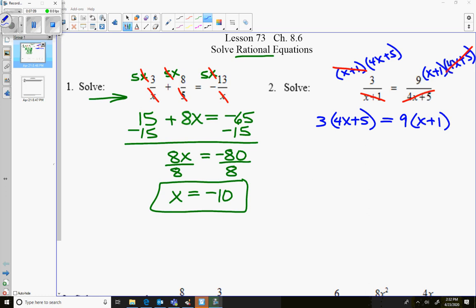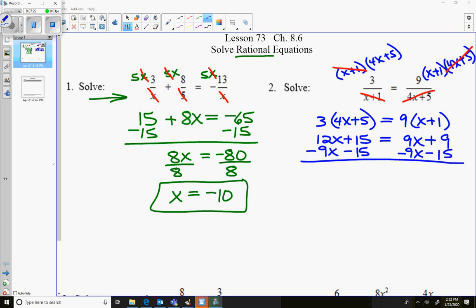So we're going to distribute the 3 and distribute the 9. We just have a linear equation at this point. So get all your x's on one side of the equal sign. Doesn't matter which side. Get your constants on the other side. So in this case, I'm left with 3x equals -6. Dividing by 3, our final answer is x equals -2.